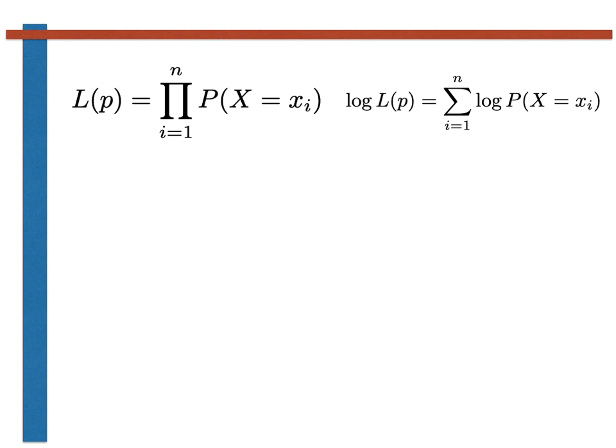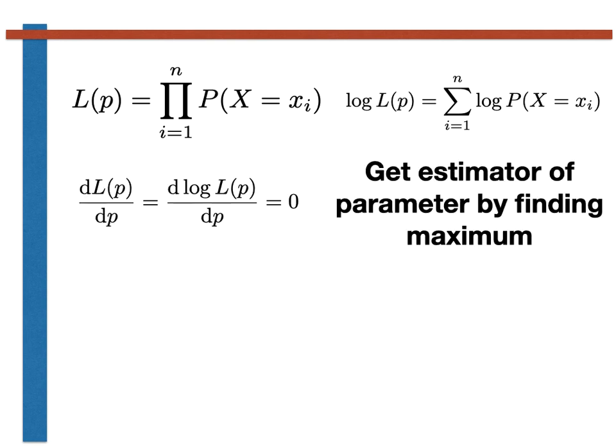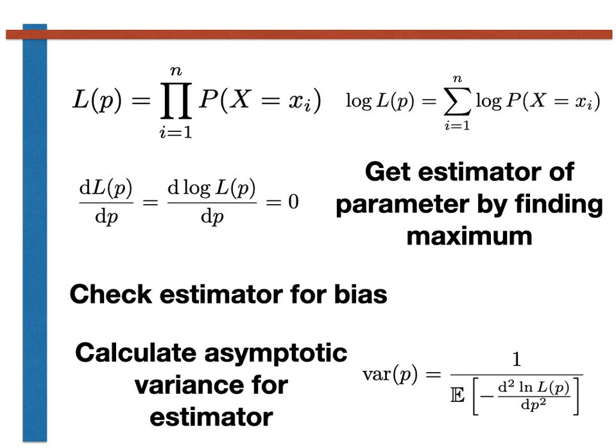Once we have an expression for the likelihood of the result, or the log likelihood, we can differentiate the expression with respect to the parameter of interest and set this derivative to 0 in order to arrive at our expression for the maximum likelihood estimator of the parameter in the distribution. Whenever we arrive at a new estimator for the parameter of a distribution, we should check if that estimator is biased or not. Lastly, for maximum likelihood estimators in particular, we should calculate the asymptotic variance of the estimator using the expression shown here.